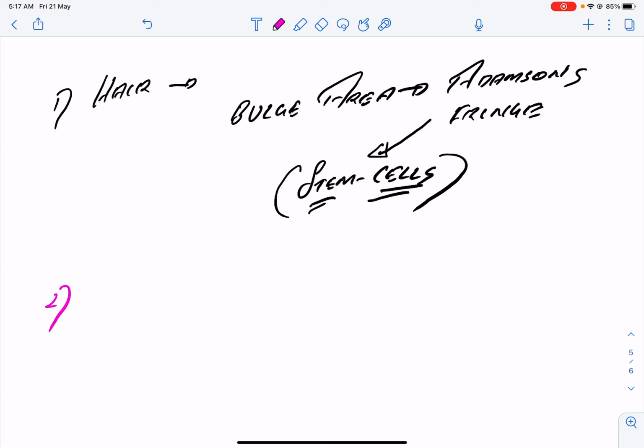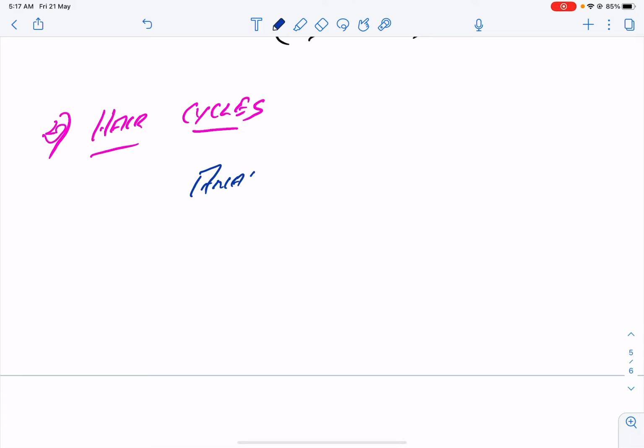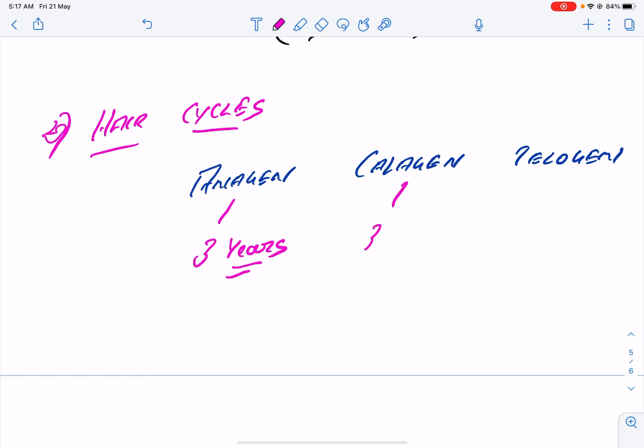Then we have hair cycles. Remember, in our human life we have hair cycles: anagen, catagen and telogen. Remember, anagen normally lasts for 3 years, catagen for 3 weeks, and telogen for 3 months.